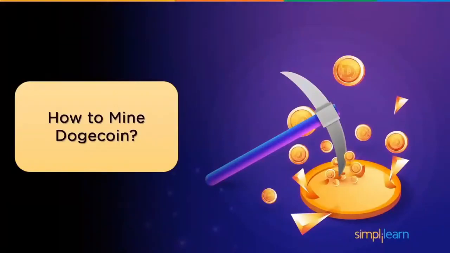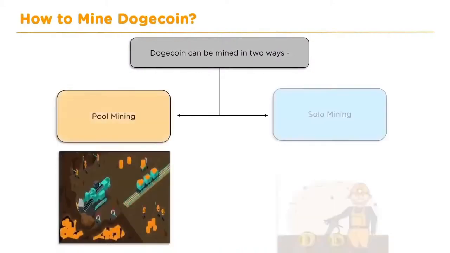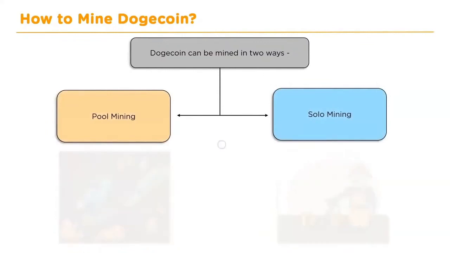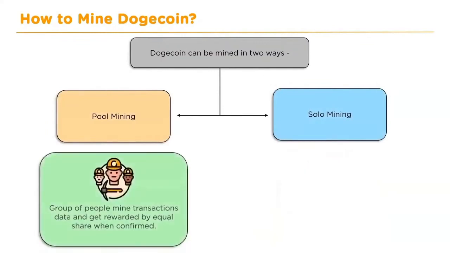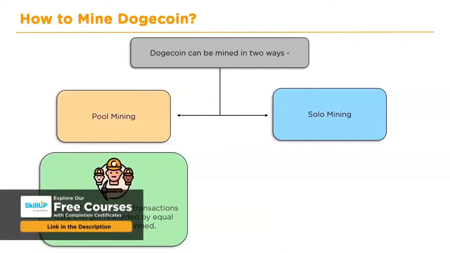Now we will have a look at how to mine Dogecoin. Dogecoin can be mined in two ways. The first one, Dogecoin pool mining, and the second is solo mining. A Dogecoin pool is a group of people who share their computing power to mine Dogecoin transaction data and get rewarded by equal share after confirming the transaction.